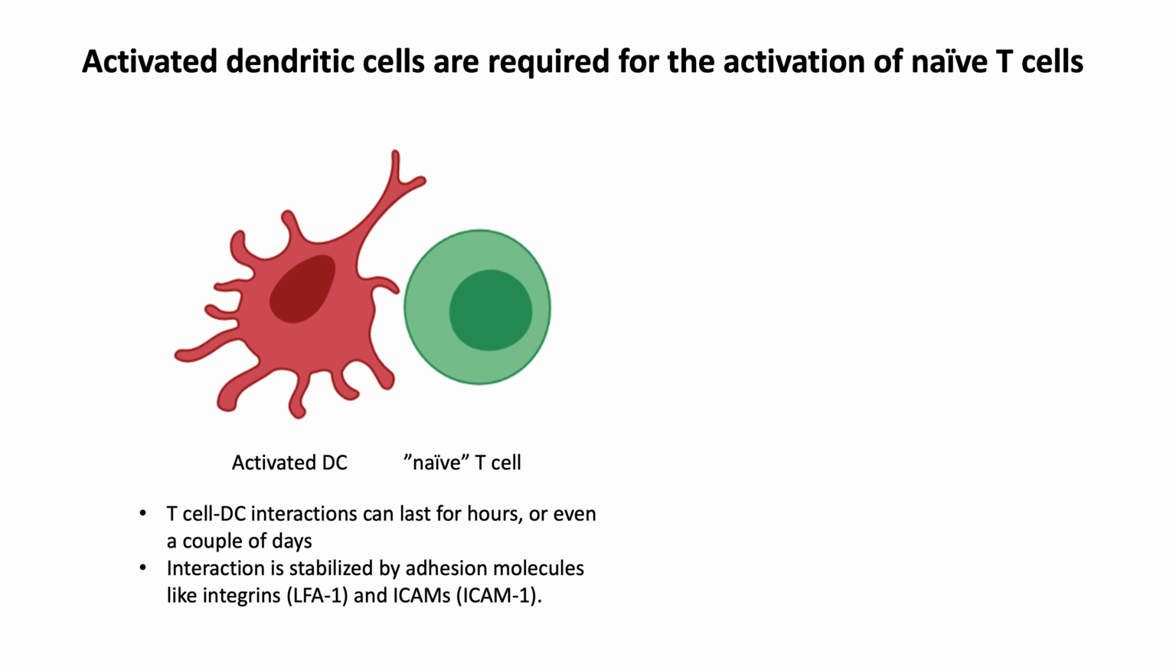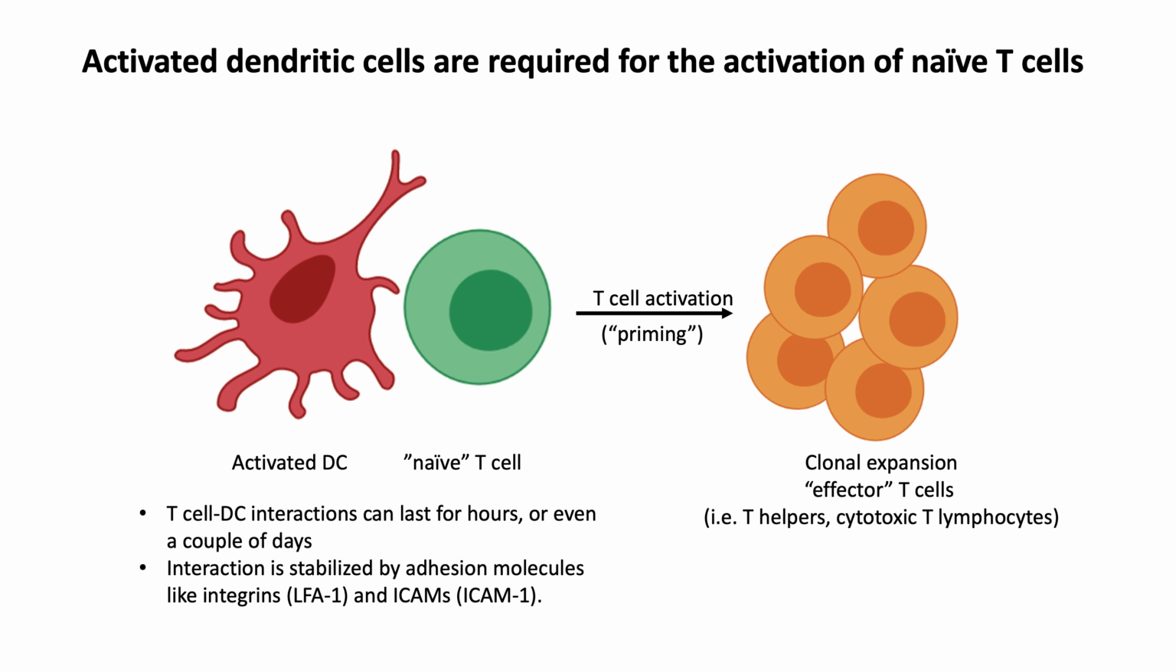Once dendritic cells migrate into lymph nodes and begin presenting antigens to naive T cells, they can induce the activation of those T cells. And there's a couple of important things. First, I'd point out that this interaction between a T cell and a dendritic cell can last for hours, even up to a couple of days. And part of the reason for this is that this interaction is stabilized because activated dendritic cells express a lot of adhesion molecules, such as LFA1 or ICAMs, and these adhesion molecules make them very sticky and allow the T cell to form these long-lived interactions.